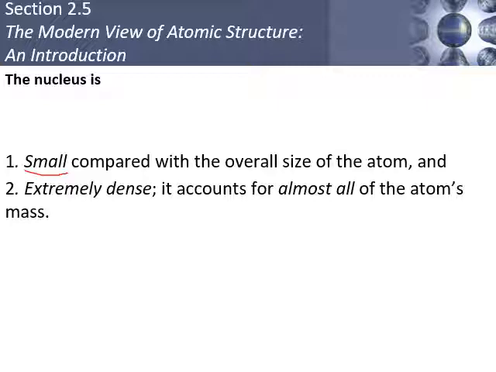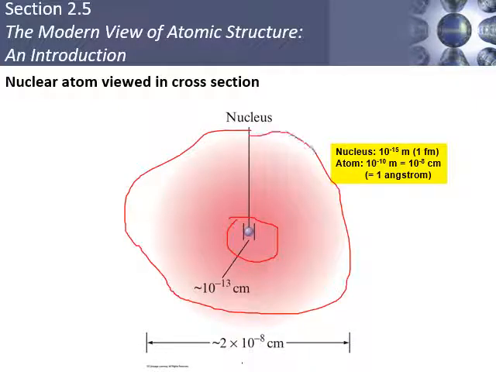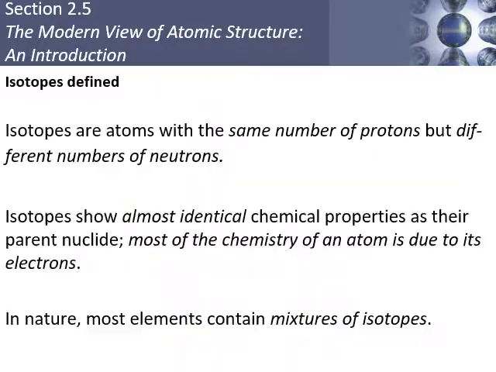Most of the mass, however, comes from the nucleus because the electrons are incredibly light. Just as a rule of thumb, an electron weighs about 1/1000th as much as a proton or a neutron. Next slide. Okay, so here you go. This is the nucleus, 10 to the minus 15th meters, and then the atom itself is about 10 to the minus 10th meters. That's called an angstrom. If you are familiar with biology at all, you've probably heard that unit.